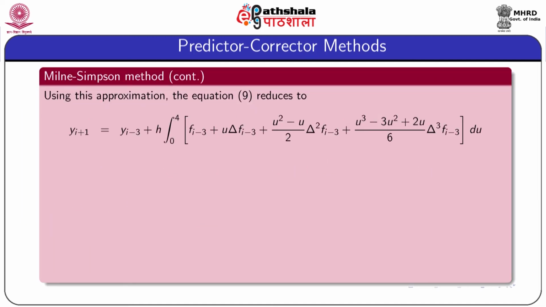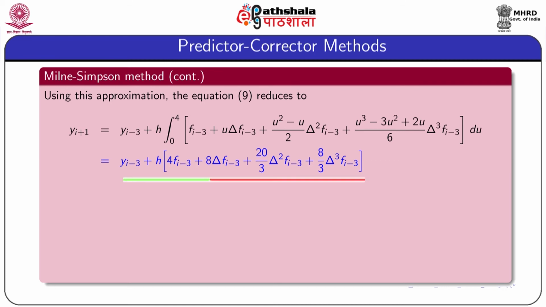Using this approximation, the equation 9 reduces to this one, that means y(i+1) equal to y(i-3) plus h into the integral from 0 to 4, where the term within the square bracket is replaced by Newton's forward interpolating polynomial, and dx is replaced by h into du, and the limits of x are changed to 0 to 4. After integration, y(i+1) becomes this expression. After substituting the values of delta f(i-3), delta squared f(i-3) and delta cubed f(i-3), and after simplification, the value of y(i+1) is given by this expression.